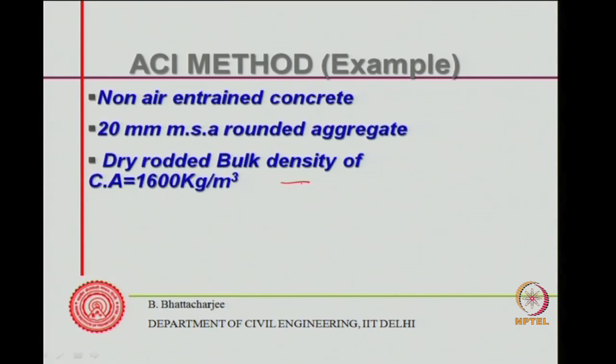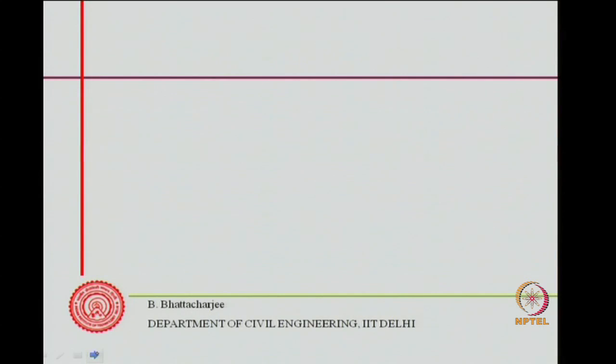The dry rodded bulk density of coarse aggregate is 1600 kg per meter cube. You actually measure this by packing in 3 layers in a standard manner, and measure the container volume by water displacement method, then measure the mass of the aggregate that has gone into the container. Since you know the volume and the mass, you can find out the dry rodded bulk density of the coarse aggregate, which is, let us say as an example, 1600 kg per meter cube. Specific gravity of the coarse aggregate is also taken as 2.7.